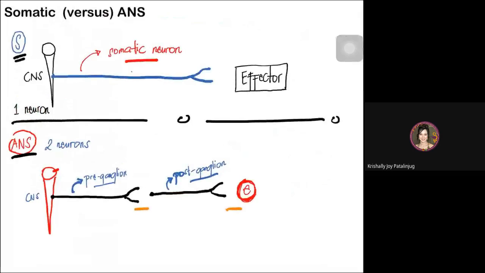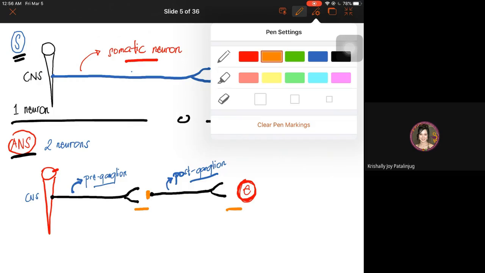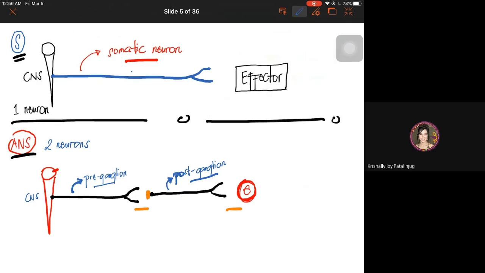Okay? Meron tayong dalawang neurons ulit that connect the CNS to the effector organ under ANS. You have the preganglion, the postganglion, and lastly, itong part na to. Okay? This part that is being highlighted with color orange, this is called the ganglion. Again, we also have this specialized area in the ANS neurons, the ganglion.